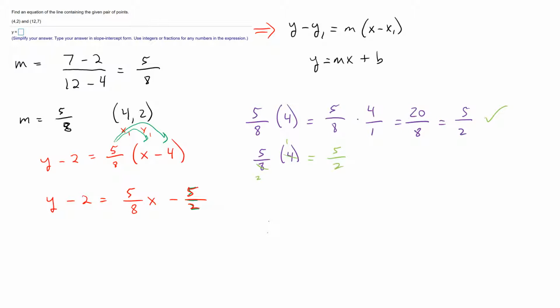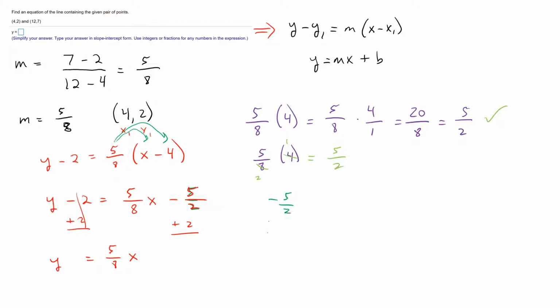All right, so the only thing I have left to do now to get this in slope-intercept form is to add 2 to both sides. And so we have y equals 5/8 x, and now I need to figure out what negative 5/2 plus 2 is. I'll work that out off to the side over here.